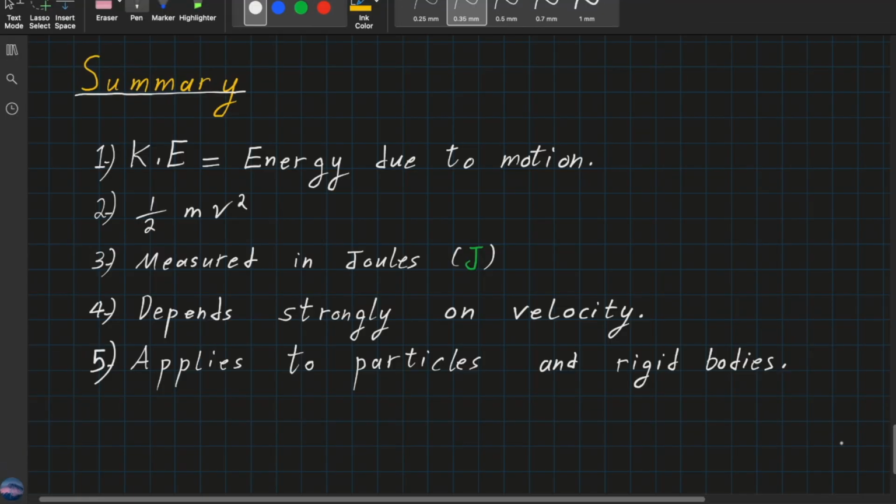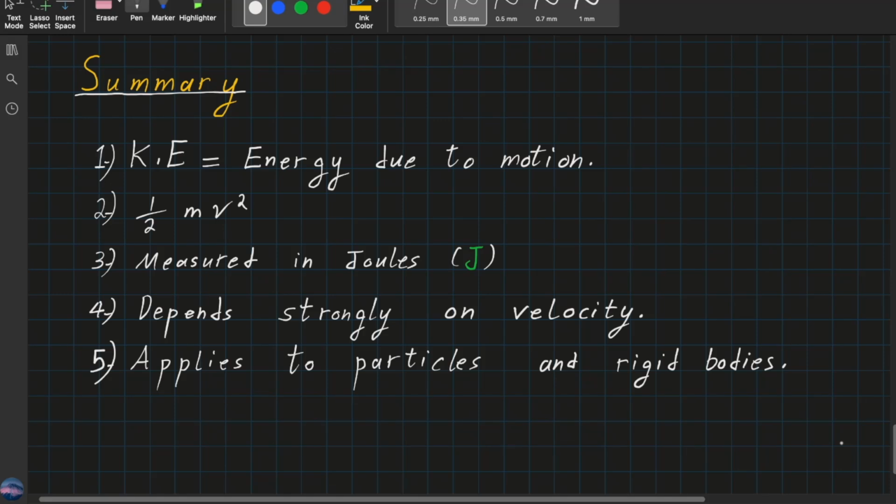So within this lesson, we've learned that the kinetic energy of an object is the energy related to the motion of the object, and this is visible within the formula, which depends on the mass of the object and the square of its velocity. So the kinetic energy is equal to half mv squared. We learned that the kinetic energy is measured in joules in the SI system.